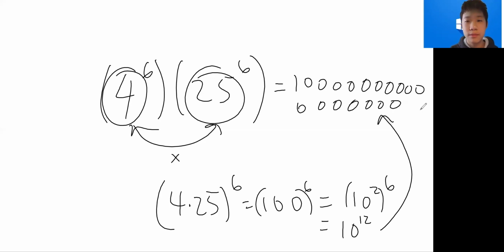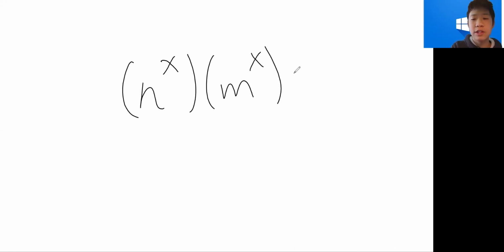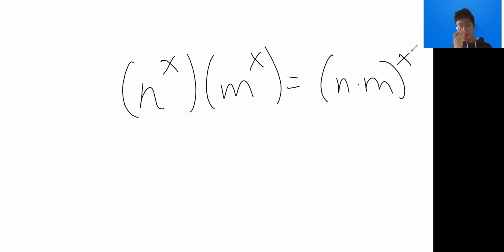All right. And I don't think I wrote 12 zeros there, but whatever. So the cool thing you can do here is, if you have two numbers, n and m, to the same power, we can combine these into n times m, to the same power. Okay? So this is especially useful if you have problems like these.